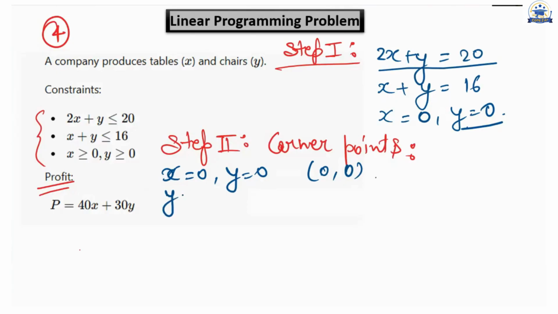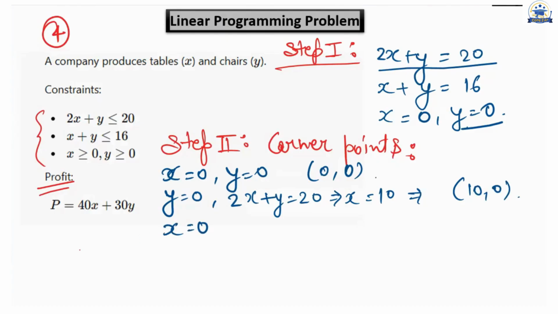Let's say y equals 0 and 2x plus y equals 20. So if we put y equals 0, then the x would be 10. And then the coordinates 10, 0.